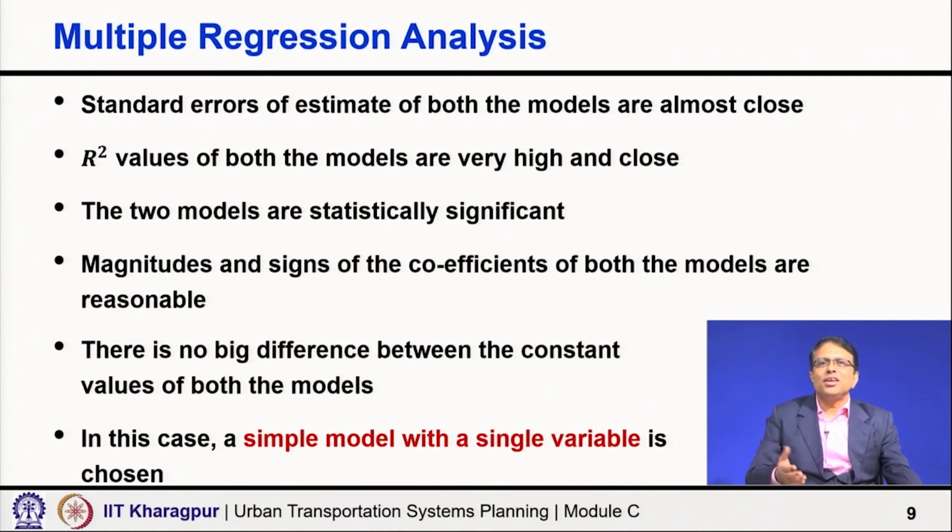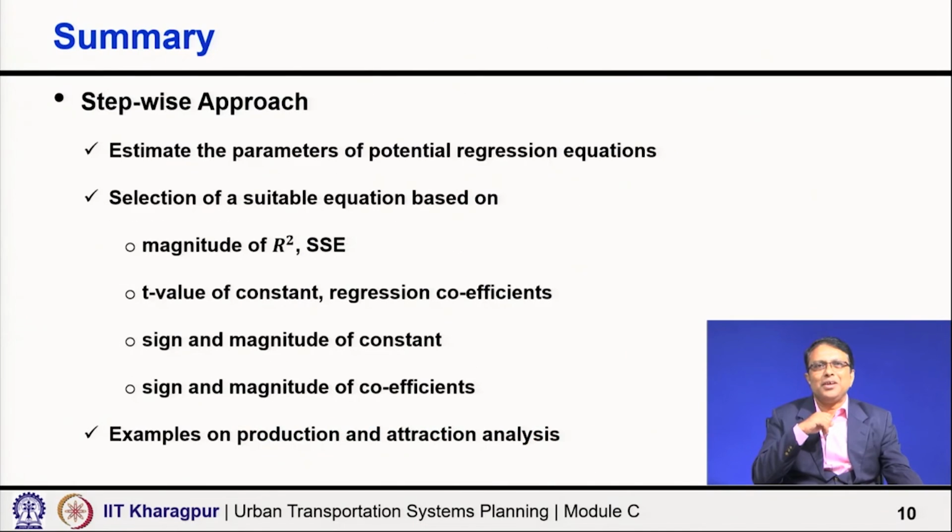So, in this case the simple model with a single variable is chosen, but if I would have got, by inclusion of more variables, a better model, significantly better, my R square jumping from 0.8 to 0.9 or 0.7 to 0.78 or 0.75, I would have used that parameter richer model. So, that is what. So, we discussed here the stepwise approach.